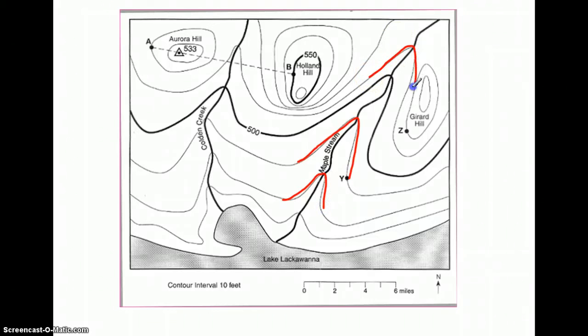So again, the tip of the V shows us where the water is coming from. So in this case, Maple Stream is coming from up here. This is the source. And so it's flowing in this direction, which according to our compass rose is the southwest. Okay. Colden Creek over here, if we look at our lines, here are our V's, is also flowing in a southerly direction towards the lake. Okay.